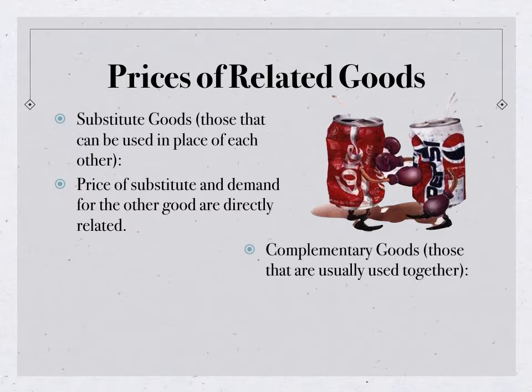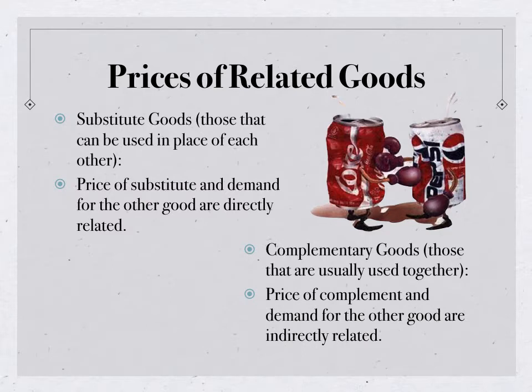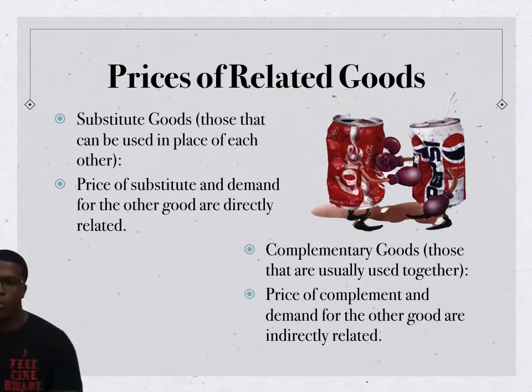Opposite of substitute goods are complementary goods. These are goods that are used together. So not Coke and Pepsi, those are substitutes. Complementary goods are peanut butter and jelly. So if the price of peanut butter goes up, what's going to happen to the demand for jelly? Well, the demand for jelly will go down.